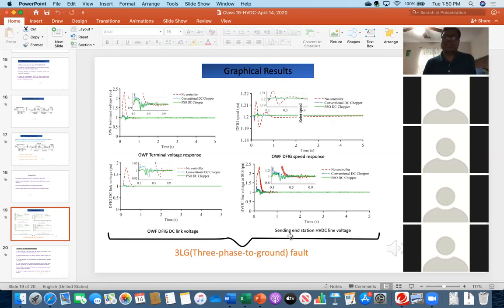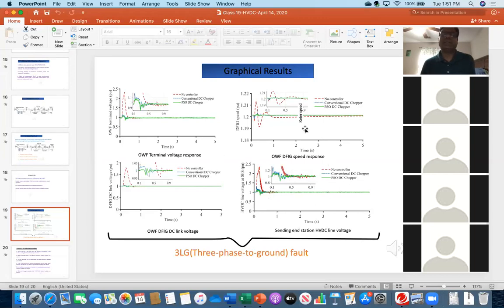Now, this one shows the sending end station HVDC line voltage. As I told you, even though the fault is on the onshore side, the customer side, the grid side, the impact still goes to the rest of the network. So this response shows the HVDC line voltage. You see there is a huge jump, a huge surge or spike of the voltage on the line. However, application of the DC chopper and then the PSO-based DC chopper make the system stable.